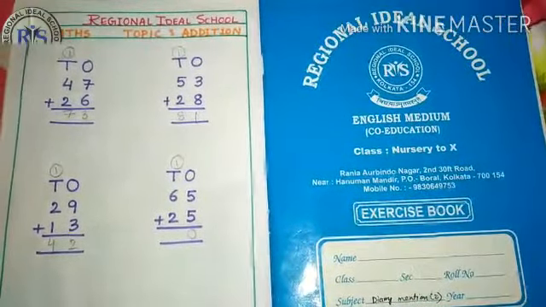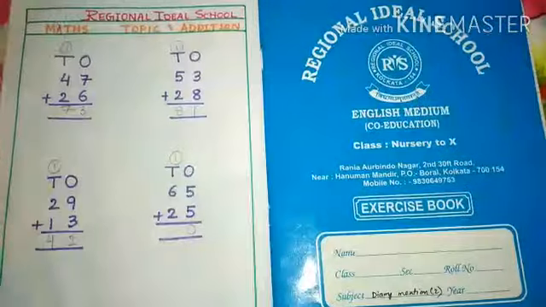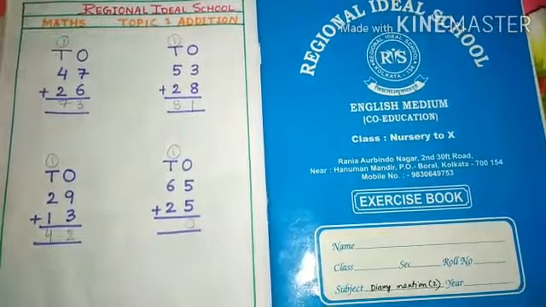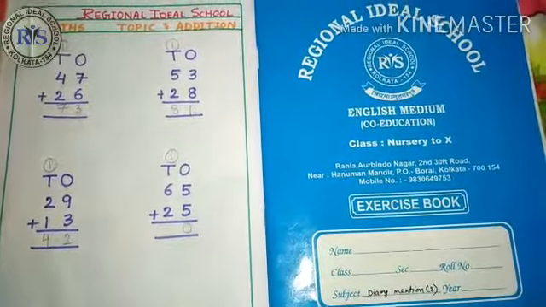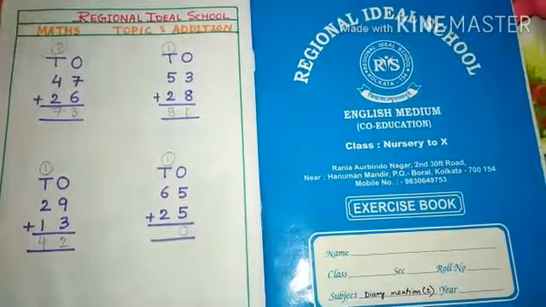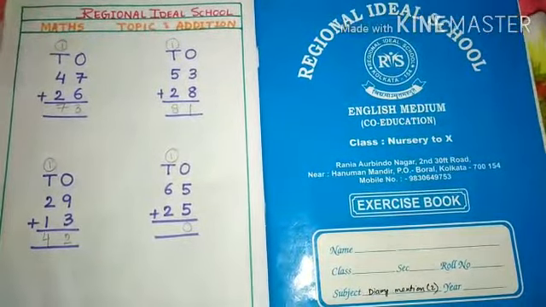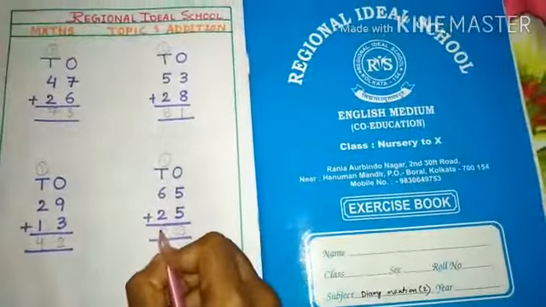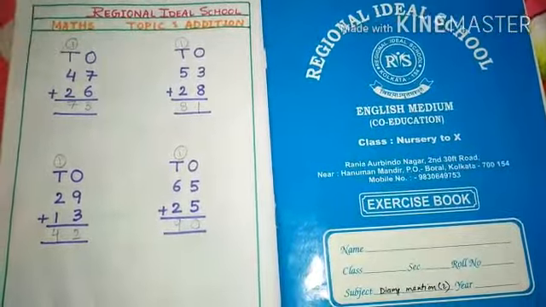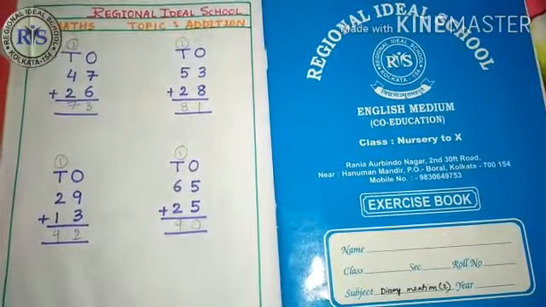Now, add the tens digit. In the tens digit, we have 6 and 2. If we add 6 and 2, we will get 8. And with 8, you have to add the carry forward 1. 8 and 1 makes 9. So, write here 9. So, we get 90. So, students, if we add 65 and 25, we will get 90.